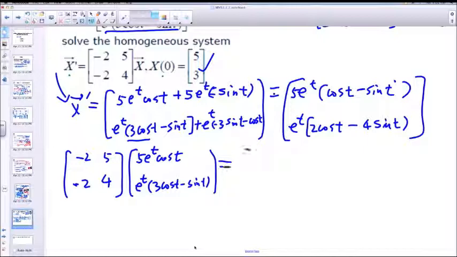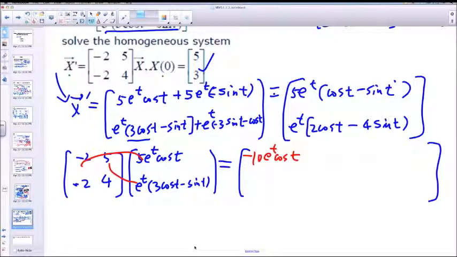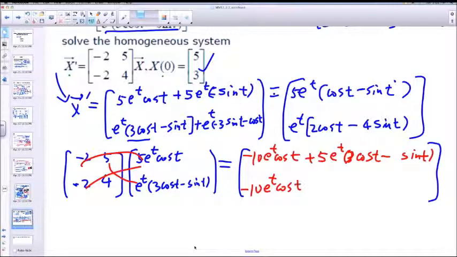You do the multiplication. Negative 10 e^t cosine t plus 5 e^t 3 cosine t minus sine t. That's the first row. The second row is the same here, negative 10, and then 4 times e^t 3 cosine t. Well, we just need to check now.